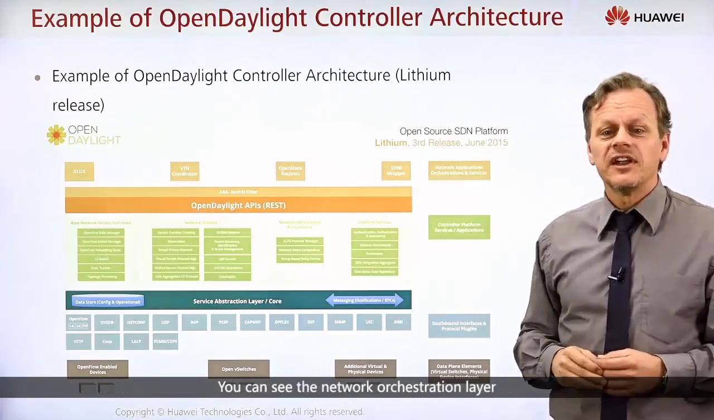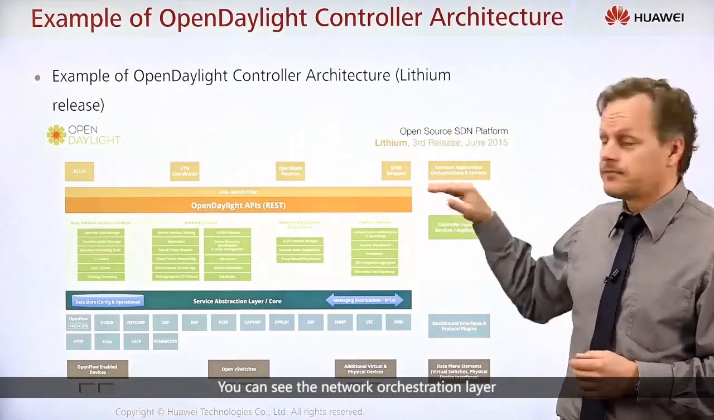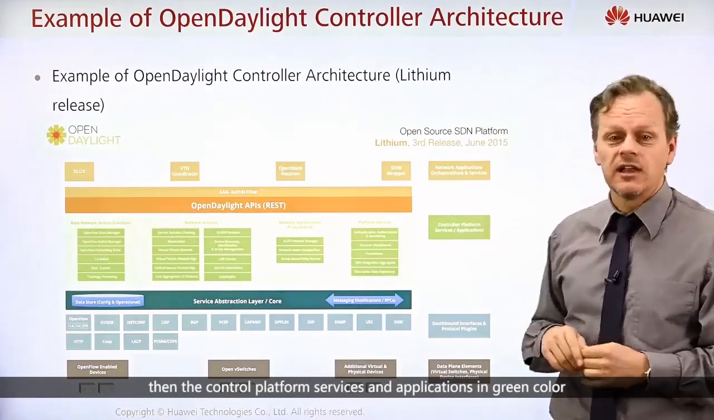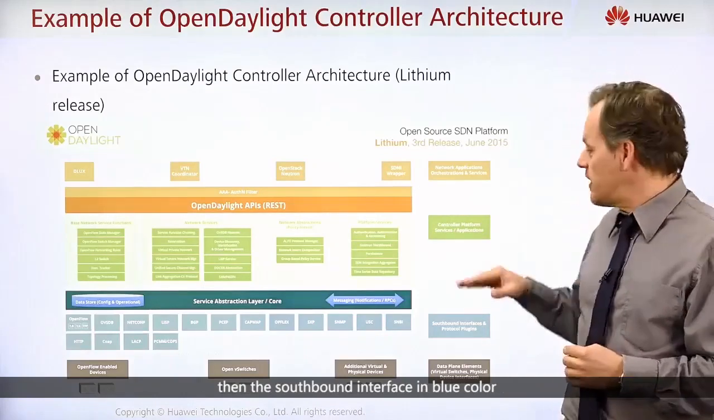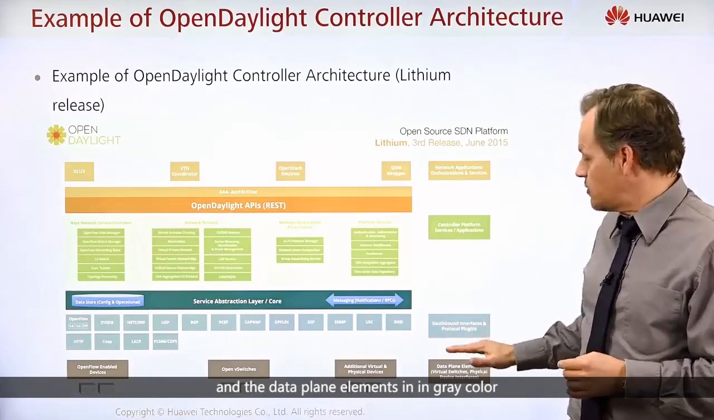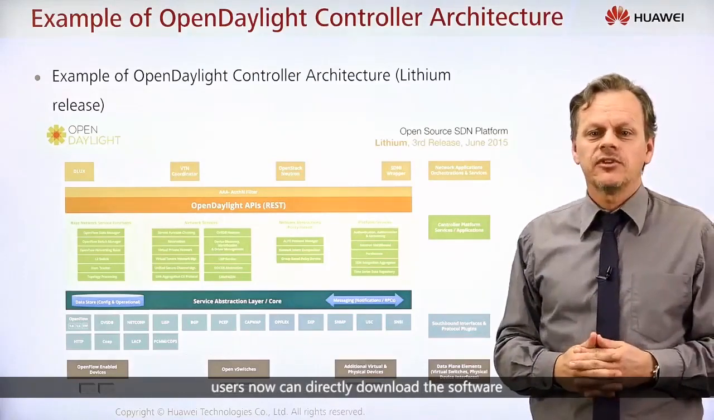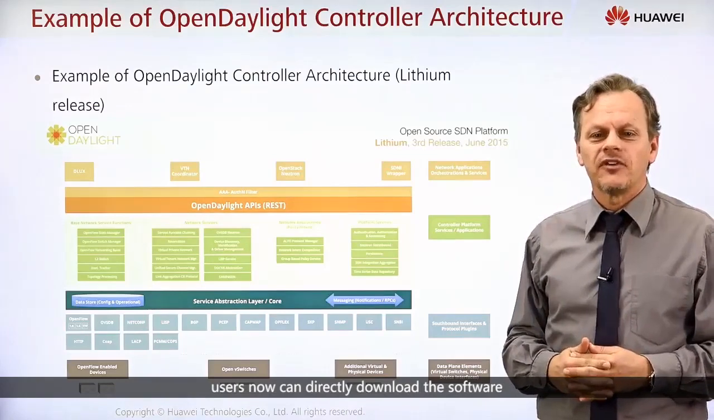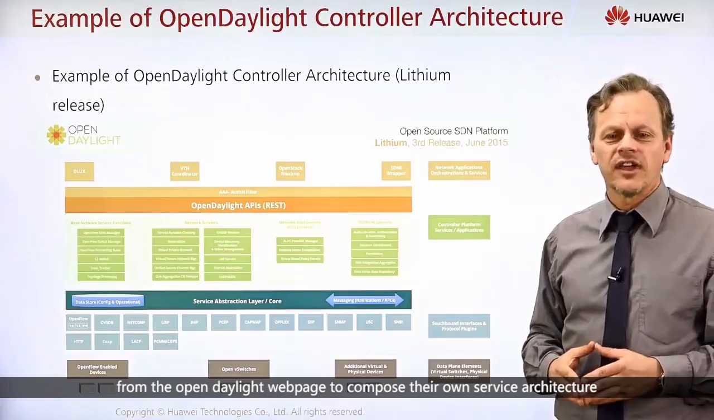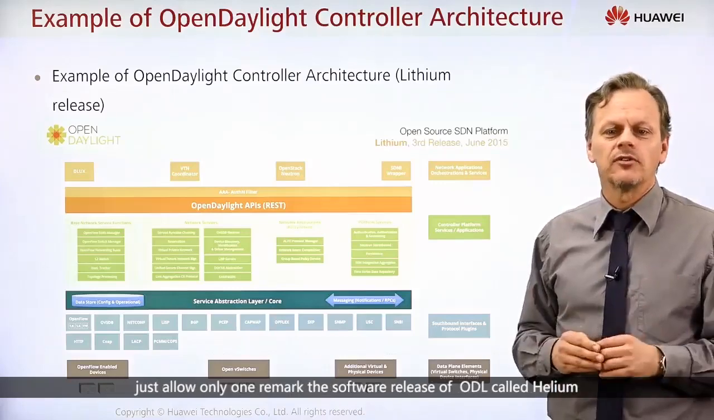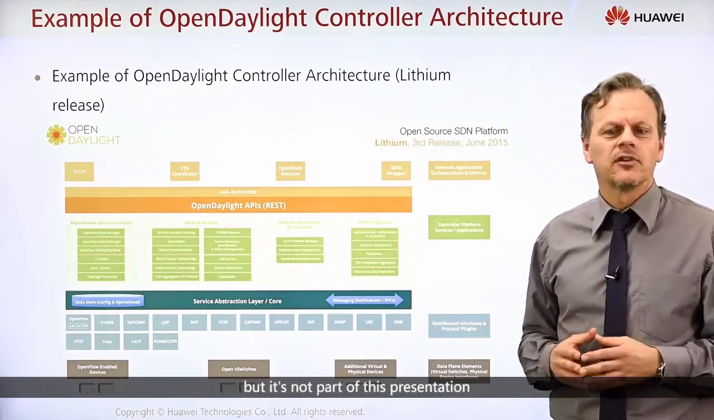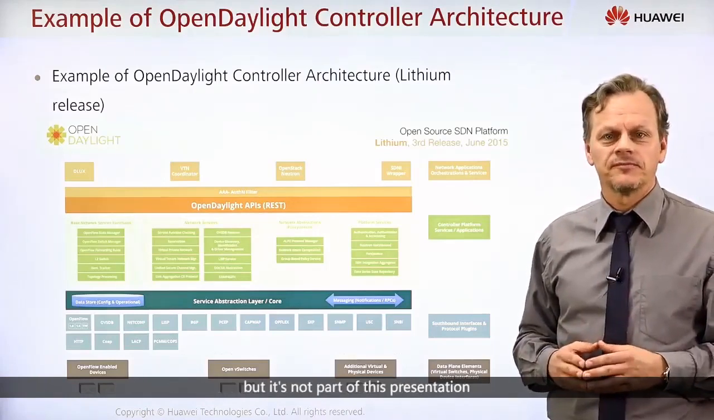You can see the network orchestration layer, then the control platform services and applications in green color, then the southbound interface in blue color, and the data plane elements in gray color. Users now can directly download the software from the OpenDaylight webpage to compose their own service architecture. Just allow me one short remark: the latest software release of ODL is called Beryllium, but it's not part of this presentation.